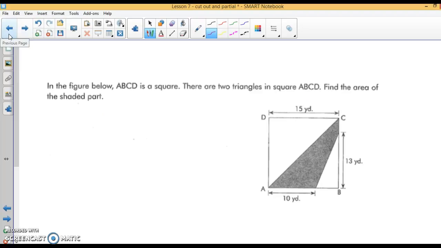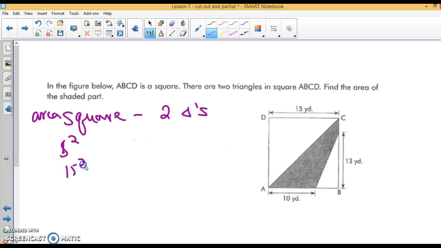Okay, let's look what we got going on here. It says, in the figure below, ABCD is a square. There are two triangles in the square. Find the area of the shaded part. So again, aren't we going to do the area of the square minus the two triangles? That'll give me the shaded area. So area of the square is side squared, 15 squared, which is 225. Oh, I shouldn't have written squared. 225.